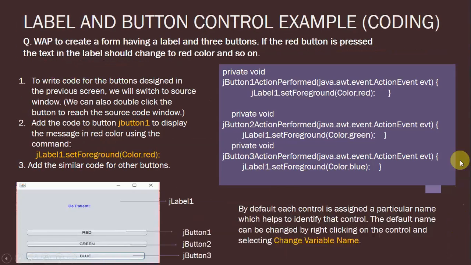Let us go to the coding part. Now in the coding part, there are three buttons and we have to write the code for all of them. To write the code for the buttons designed in the previous screen, we will switch to the source window. We have to go to the source window. We can also double click the button. We can double click this button to reach the source code window. Now it is very important to learn that by default, each control is assigned a particular name which helps to identify that control.